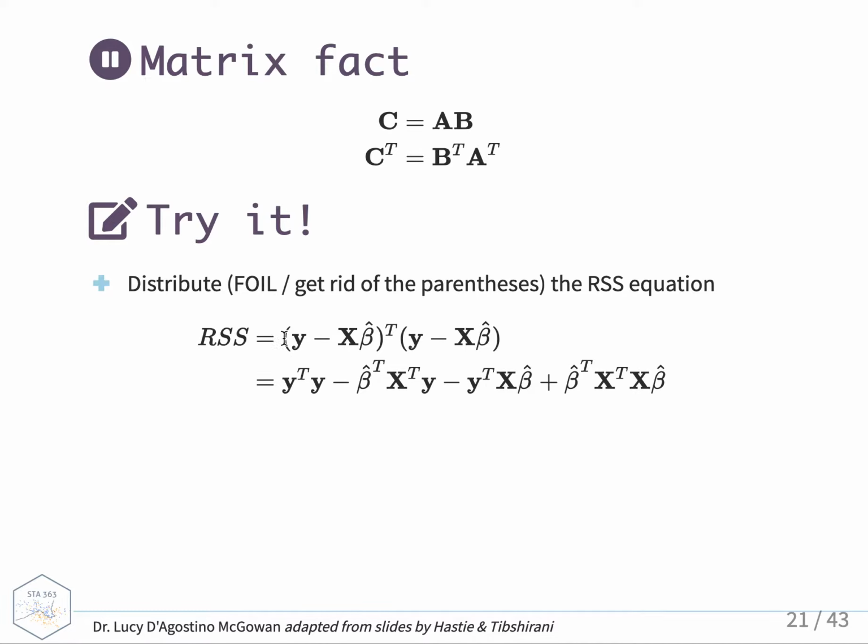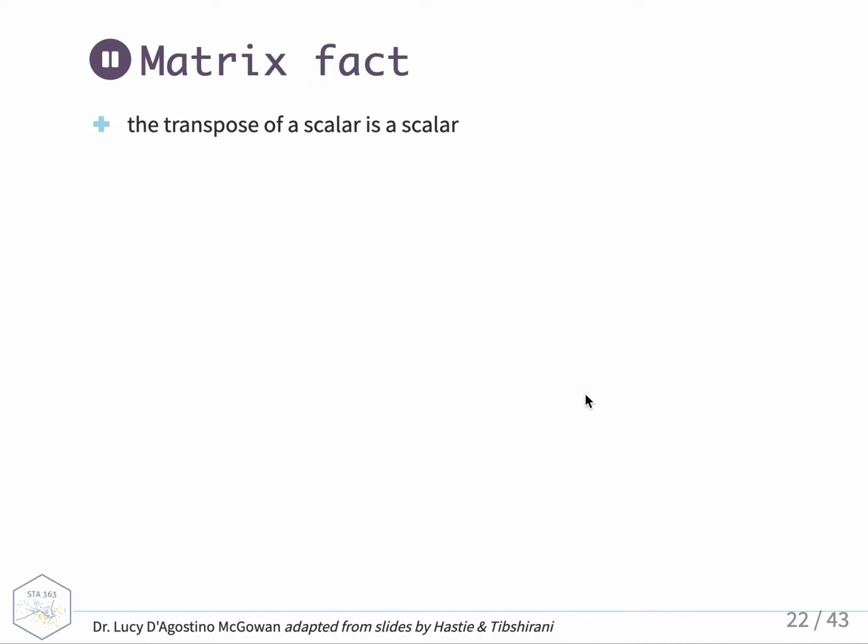We've got this y here, this y transpose, if we pull this transpose over. And then we've got an x beta hat over here in this outer, so that's where that comes from. And then finally we have beta transpose x transpose and x beta, so that's the last there, the L from FOIL.